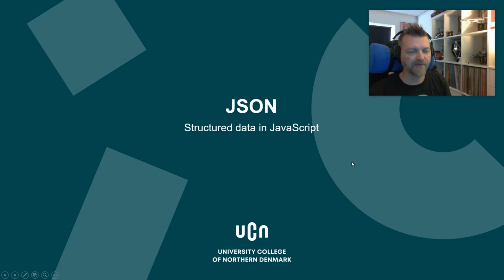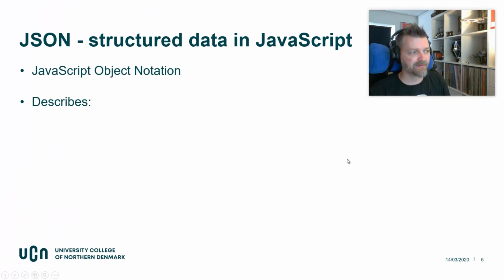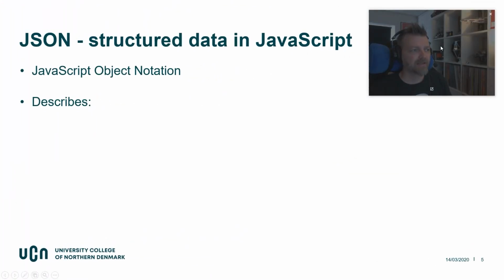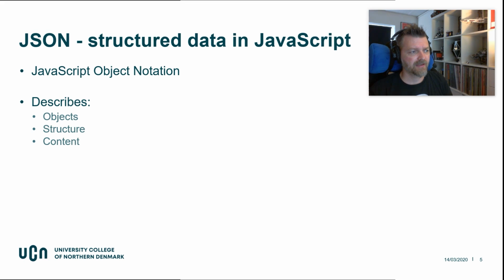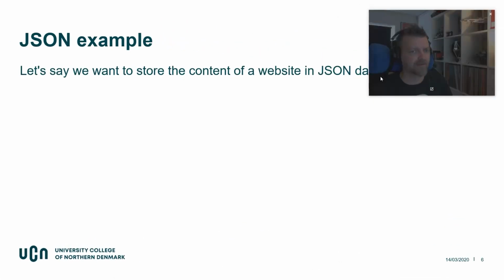So JSON, structured data in JavaScript. JSON is an acronym for JavaScript Object Notation, which basically describes objects in JavaScript as a variable, and the structure of that object, and what the content is. So that's the whole thing about JSON and what it contains.